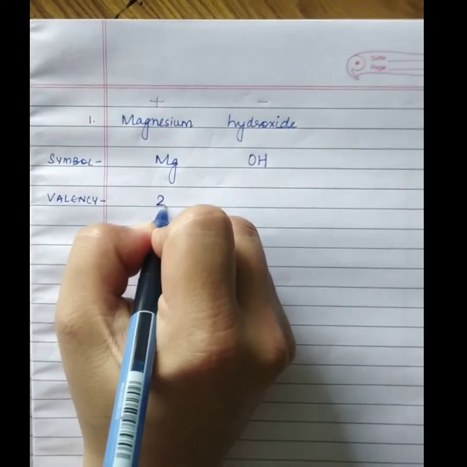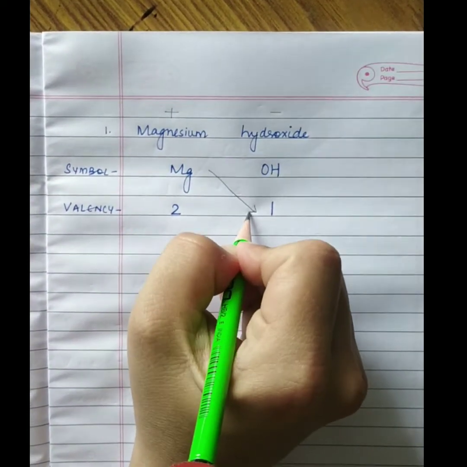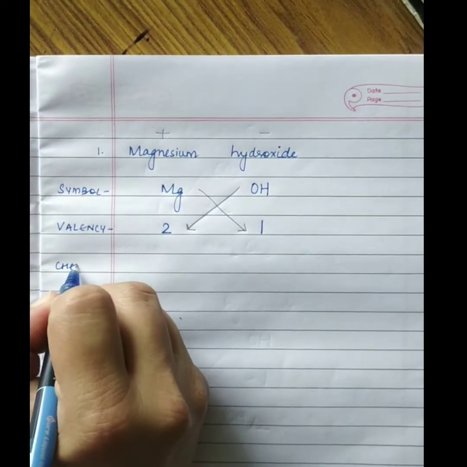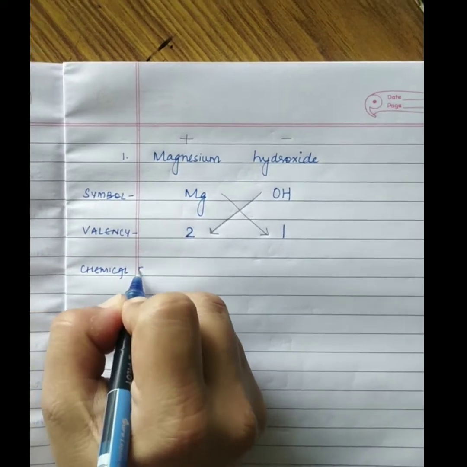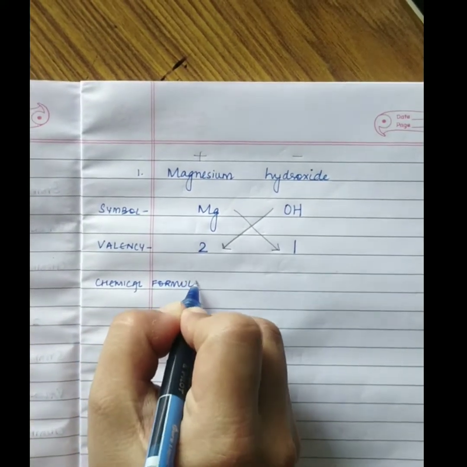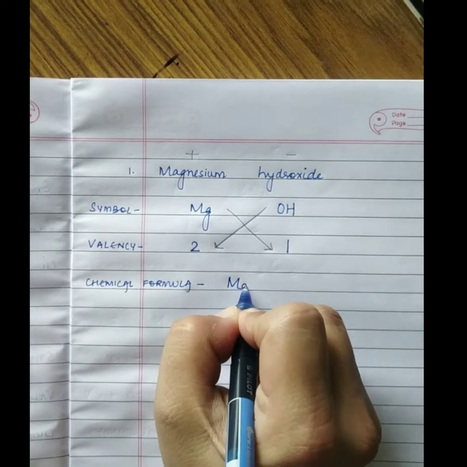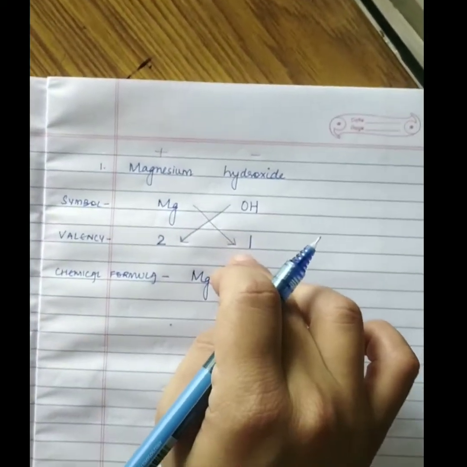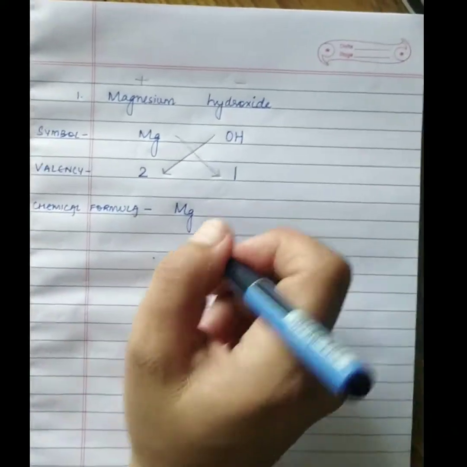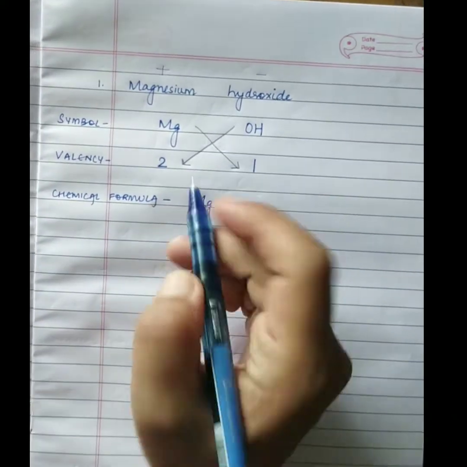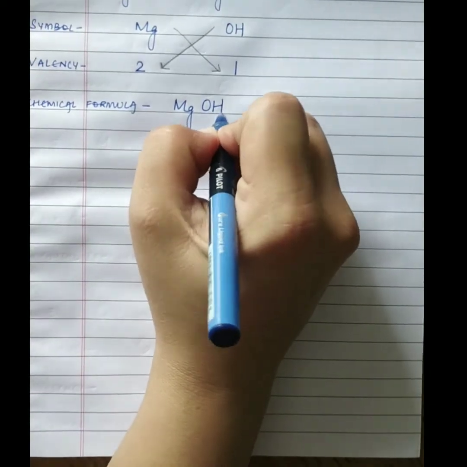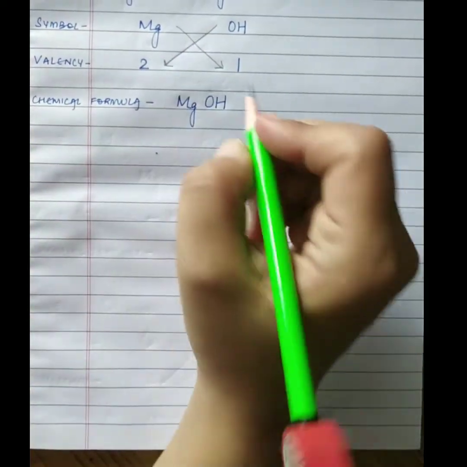Valency of magnesium is 2, hydroxide is 1, criss-cross, and the last step, chemical formula. Magnesium is pointing towards 1, and I've already told you if the valency is 1 or if it is pointing towards 1, we need not write anything. So we just leave it as magnesium, and the next one is OH. Now OH is pointing towards 2.